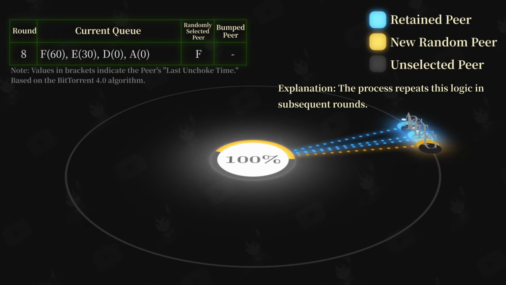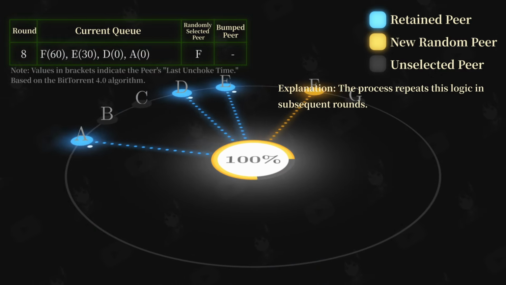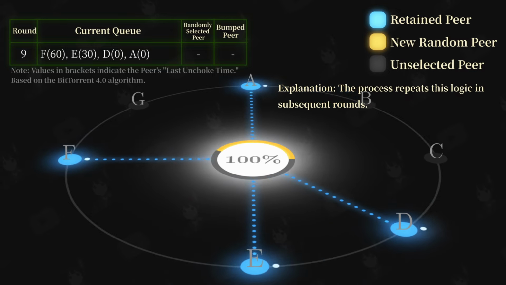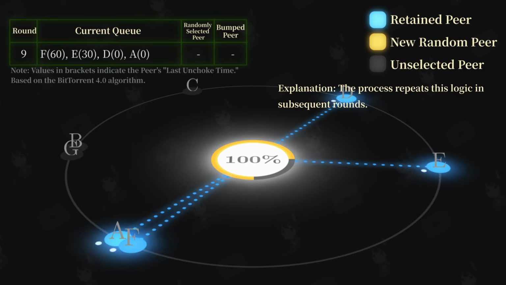This process repeats in a loop. Peers are rotated based on the cycle. In this process, the leechers aren't actively punished, but they cannot monopolize the seeder's resources for long.